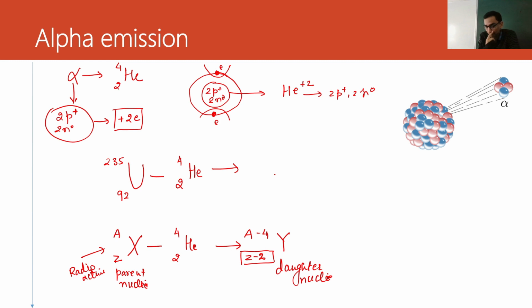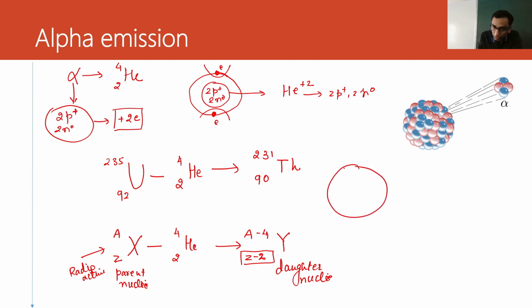Correct? Like this. So here 92 minus 2, so 90, and 235 minus 4, so it is 231. And basically this is thorium, but you might not want to remember this because periodic tables can't be remembered by all, right? So this is one example. If you are able to mug up, then fine, or else simply leave it. Let us understand how this took place.